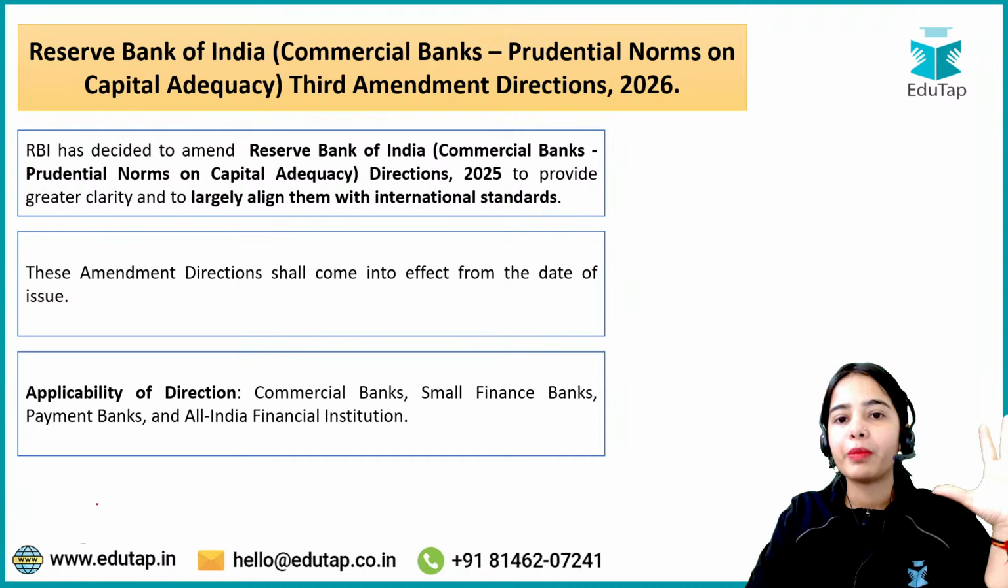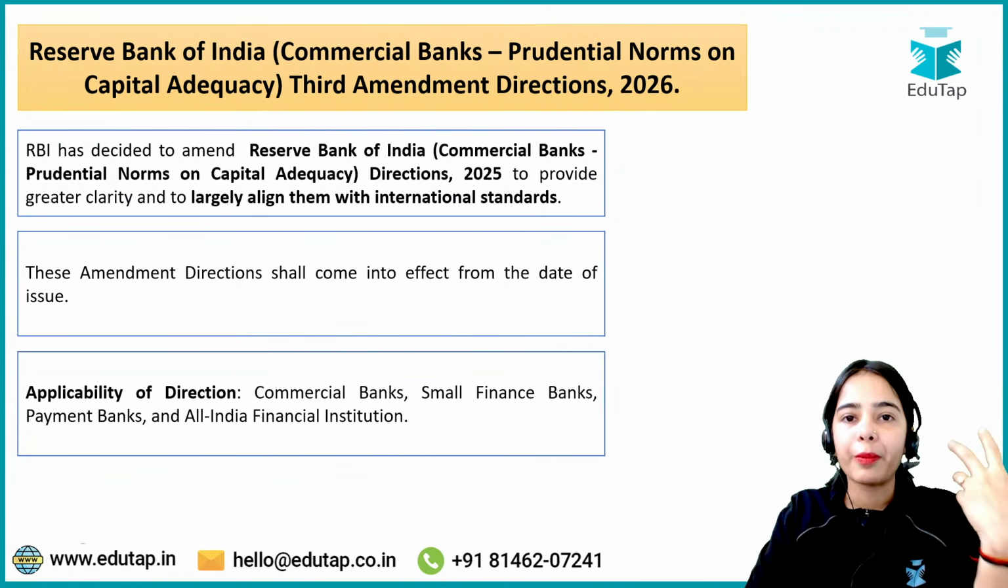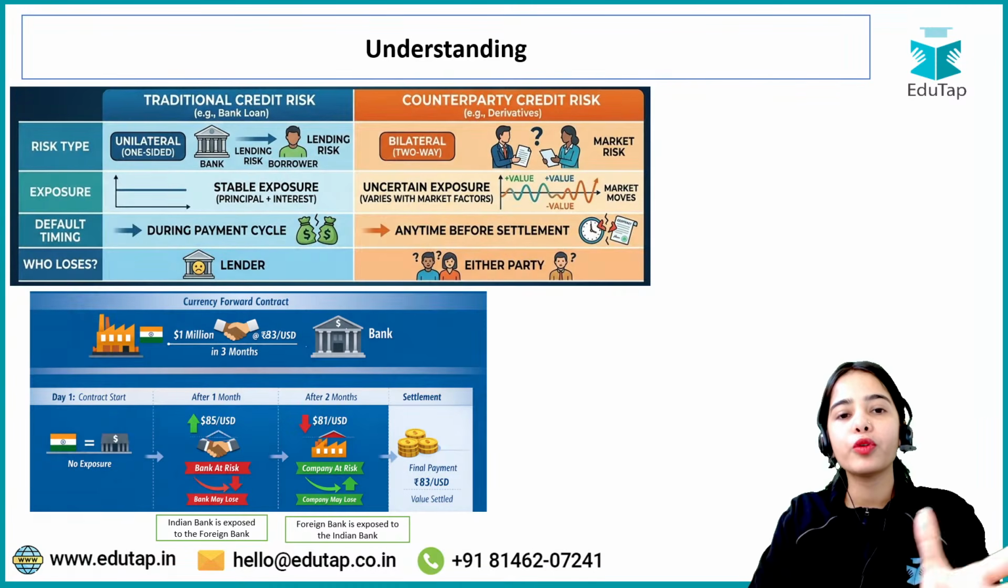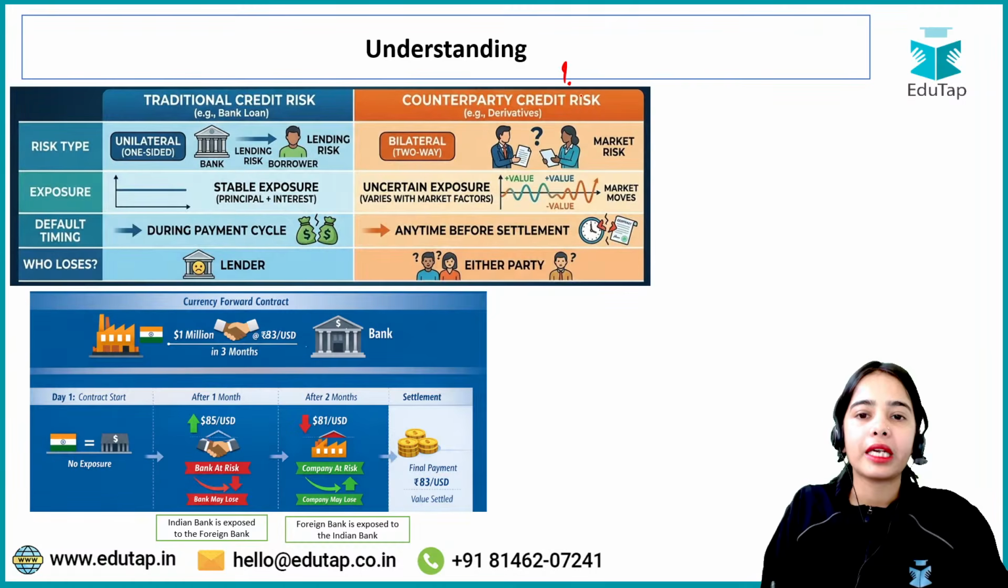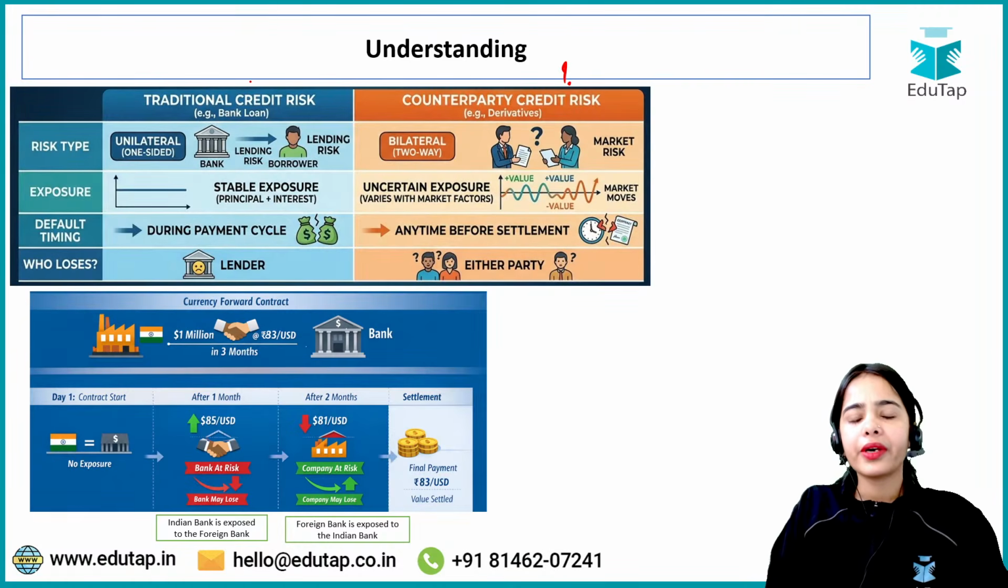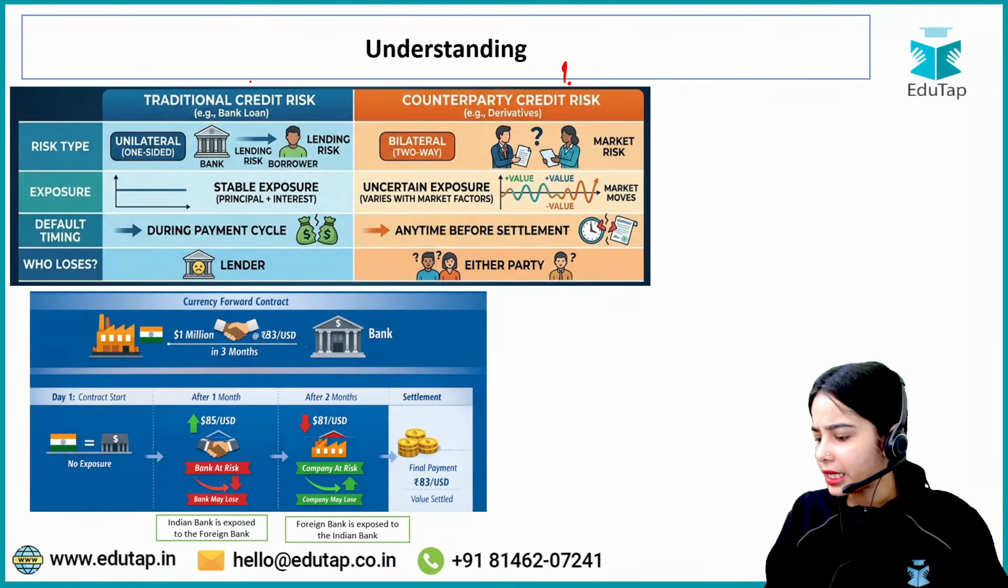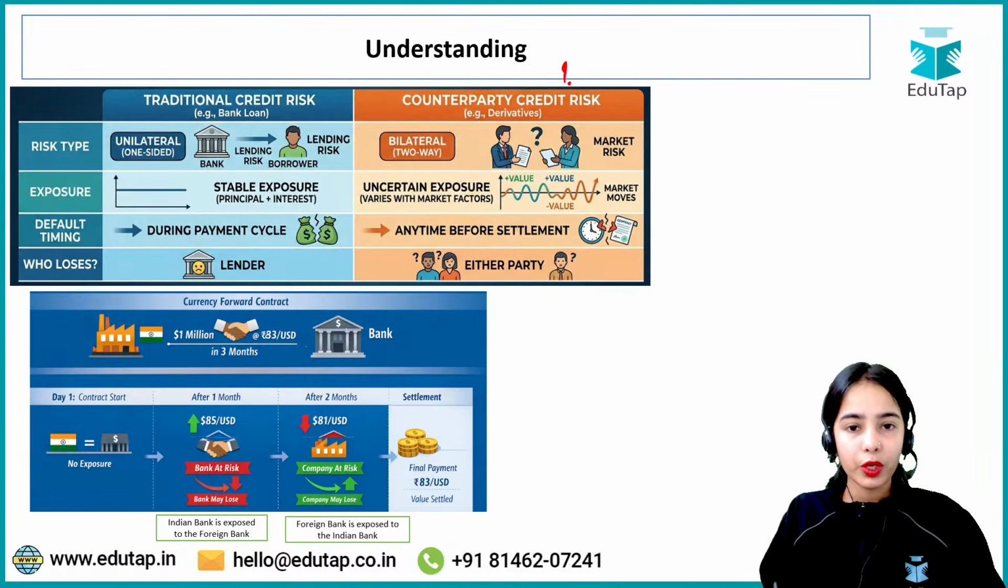So I hope the basic idea is clear, that the amendment has been brought, and in what guidelines it has been brought. Now before moving forward, first we have to understand what counterparty credit risk is, because the traditional credit risk we understand very clearly, okay? But what is counterparty credit risk, that we have to understand.